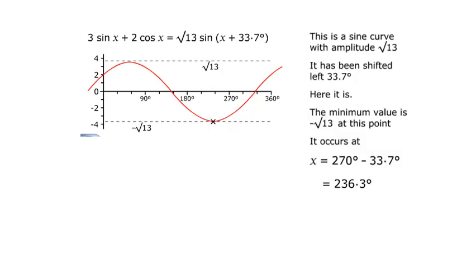So now you can see that the graph is much easier to draw. When it was a mixture of sine and cos, that was really tricky to draw, but now that it's just a sine function, it's much easier to draw. We need to draw a sine curve. We need to stretch it so that it reaches root 13 and goes down to minus root 13. And then we also need to shift it a little bit to the left, because it's plus 33.7 in the bracket, so we move it to the left a little bit. And there you can see the picture of the graph.